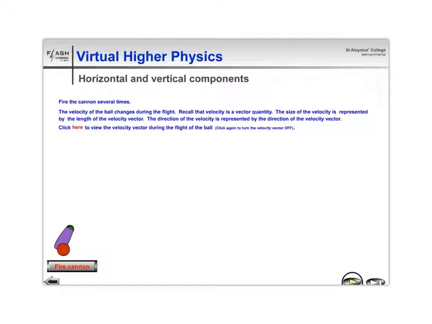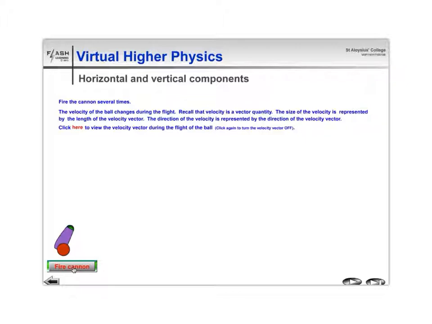Another thing we need to consider with projectiles is the components. When an object's fired at an angle, it's neither horizontal nor vertical. All the work that we have done with analysing projectiles has been that idea that you split the horizontal and vertical projectile motion. So what we want to do is to start to look at what these components are during flight.